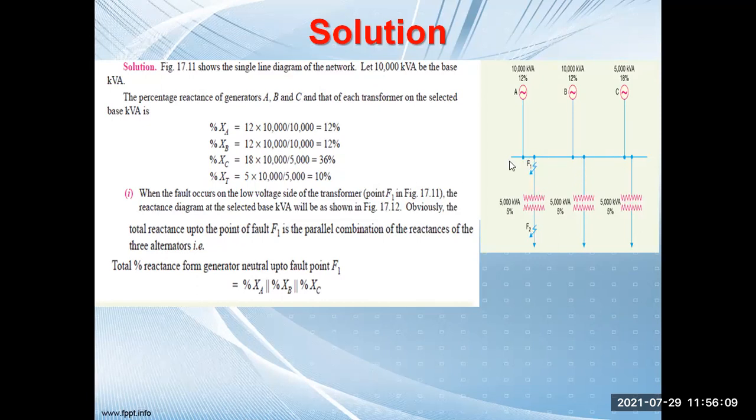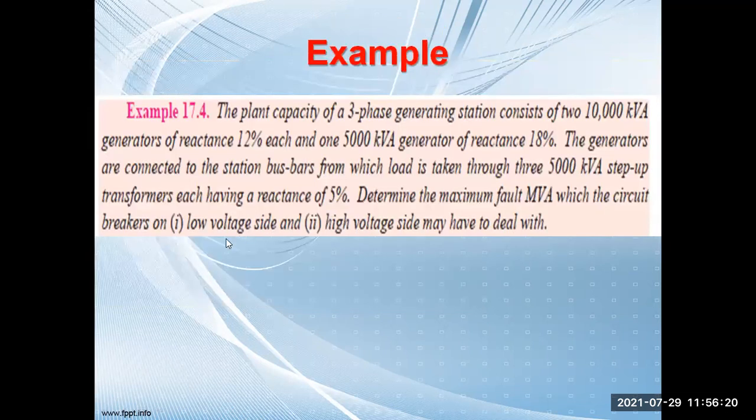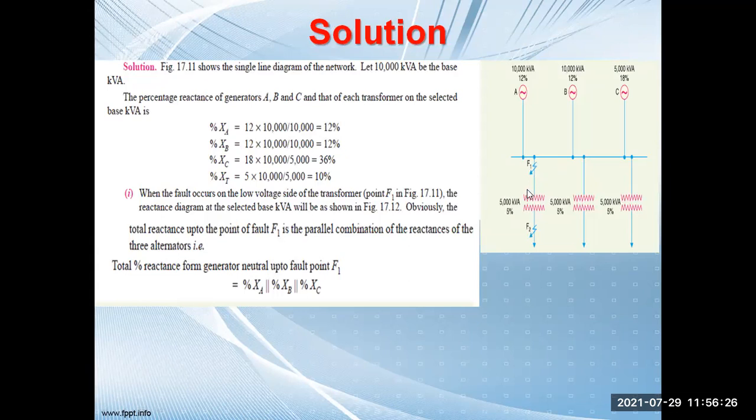After that, there are, let us say, three 5,000 kVA transformers, and each has, let us say, 5% reactance. Now you are supposed to calculate, if a fault has occurred on the low voltage side of the transformer, and in the second case, the high voltage side. So low voltage side means this side, F1, where a fault has occurred in any of these transformers, and another fault has occurred in this particular one, F2.